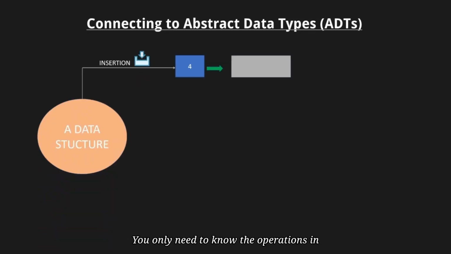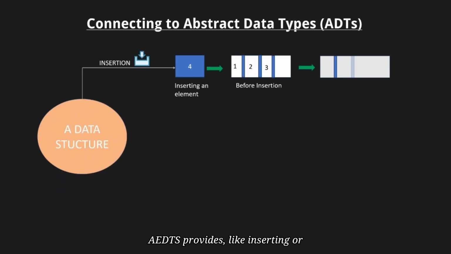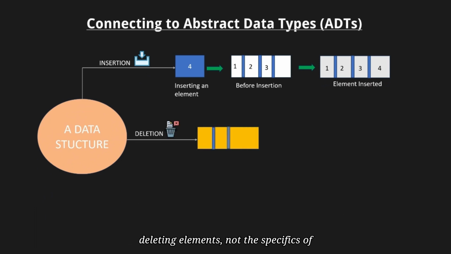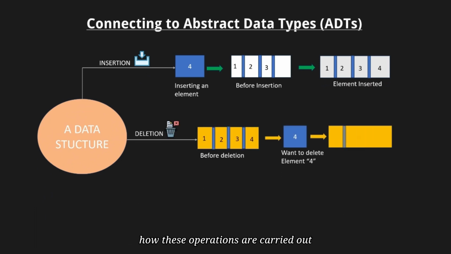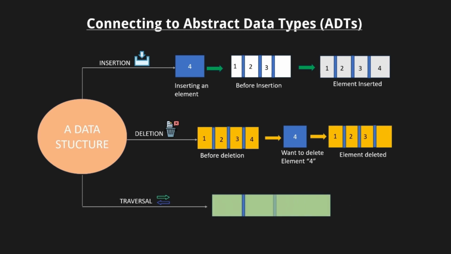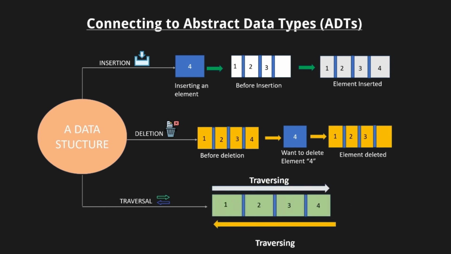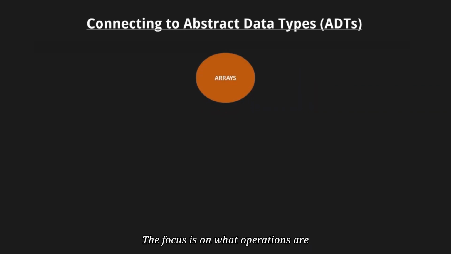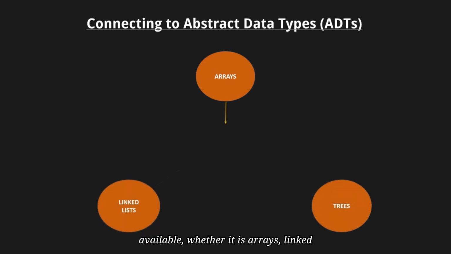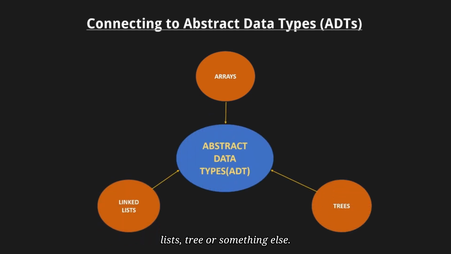You only need to know the operations an ADT provides, like inserting or deleting elements, not the specifics of how these operations are carried out internally. The focus is on what operations are available, whether it is arrays, linked list, tree, or something else.